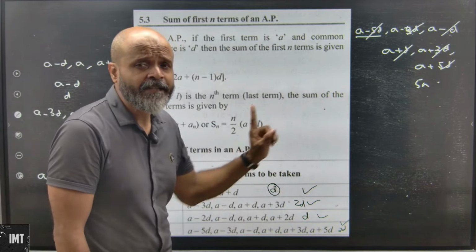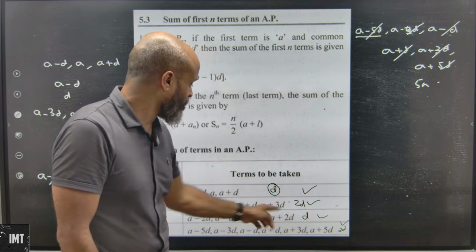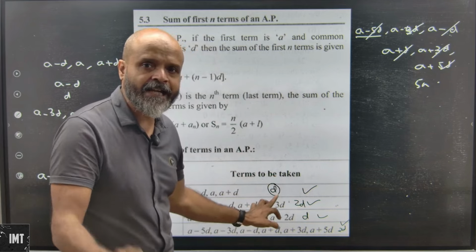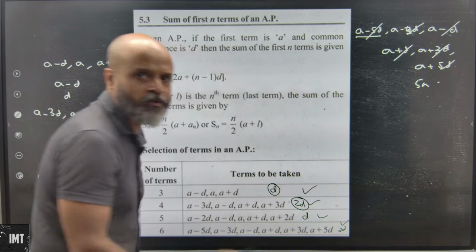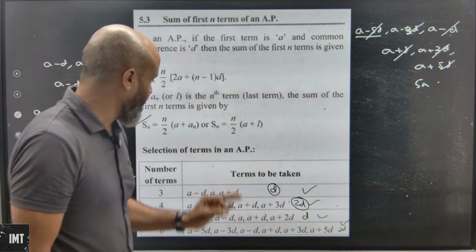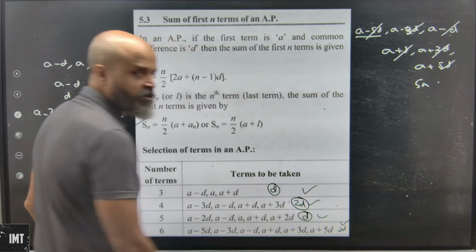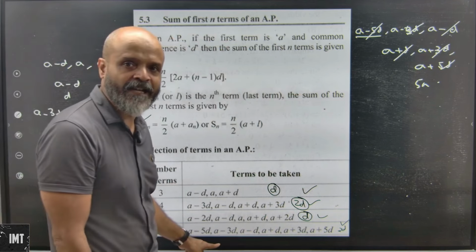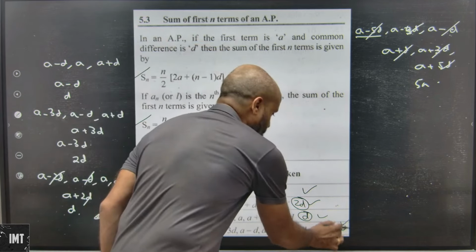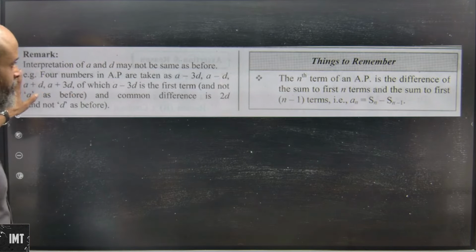If it is a 3-term AP, it will be A minus D, A and A plus D. So it gives you the common difference as D. If it is a 4-term AP, your assumption will be A minus 3D, A minus D, A plus D and A plus 3D, which gives you the common difference as 2D. If it is a 5-term AP, then it will be A minus 2D, A minus D, A, A plus D and A plus 2D. So this will be a common difference of D. If it's a 6-term AP, A minus 5D, A minus 3D, A minus D, A plus D, A plus 3D and A plus 5D. So this will be 2D. Okay, so this is how we will basically do a selection.